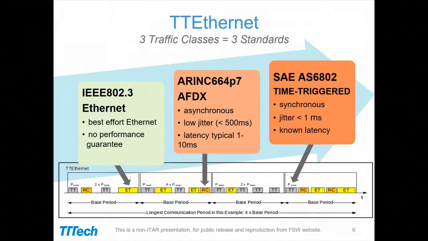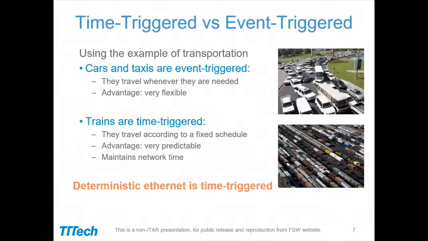On the bottom of this slide, you can see 4 different base periods. This is the schedule of an end system sending different frames of data throughout the network, and the gray time-triggered boxes are scheduled ahead of time. What happens with the best effort and rate-constrained data is those are used to fill in the gaps whenever scheduled data isn't being sent.